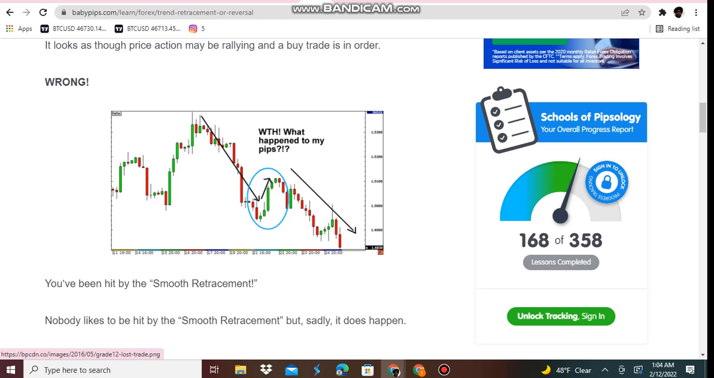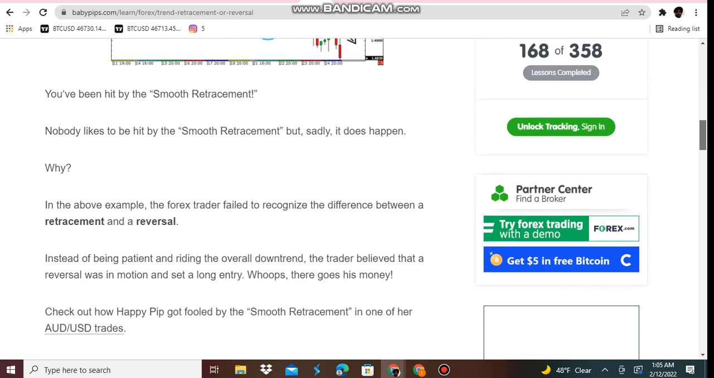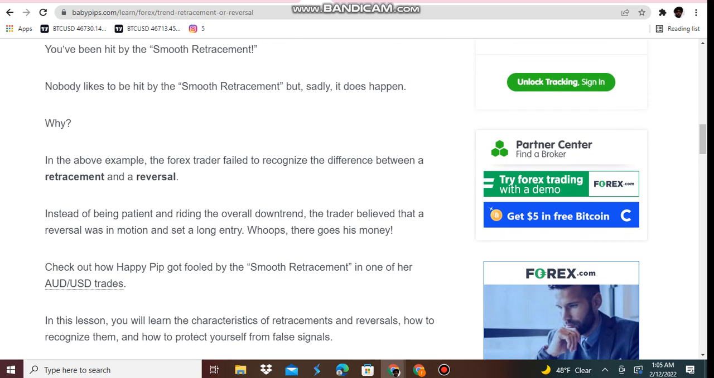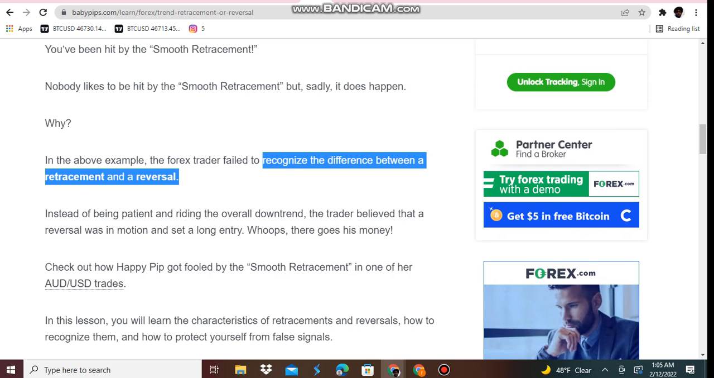As I showed you in the example, you would have gotten in for a buy at the top. You're supposed to get in at the bottom. You got in at the top, and price shoots all the way back down and gets you out of these trades. So this is a retracement. We're gonna go over this real fast. So recognize the difference between a retracement and a reversal.